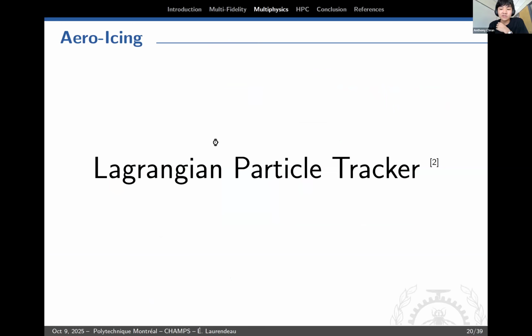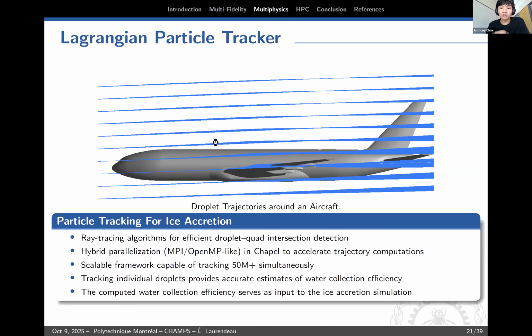Next up, we have the aeroicing solvers. This is one new feature, which is the Lagrangian particle tracker. How this works for the prediction of ice accretion is that we have ray tracing algorithms for efficient droplet-quad intersection detection. And we have a hybrid parallelization that is done in Chapel in order to accelerate the computation of trajectories of the particles.